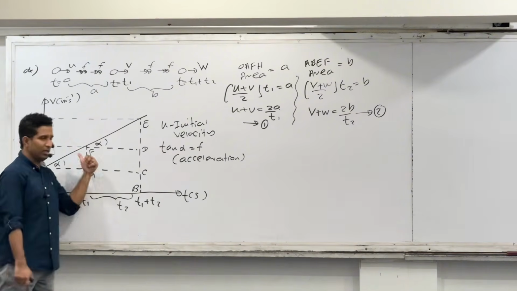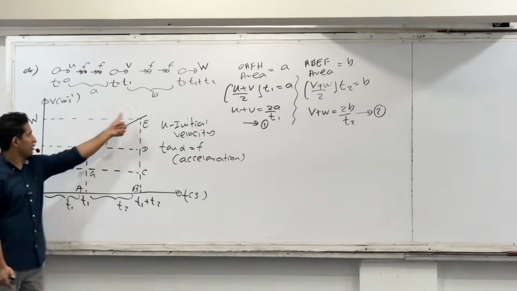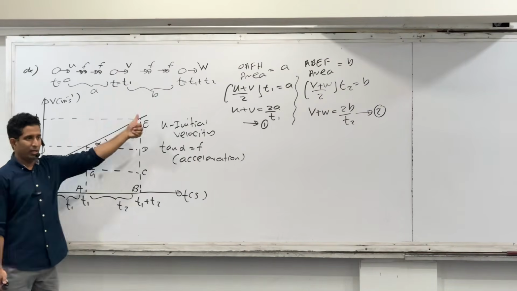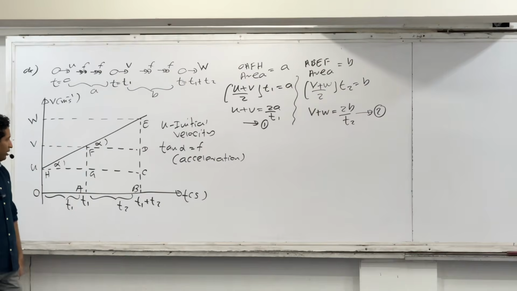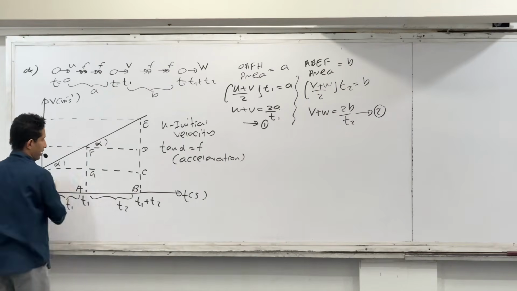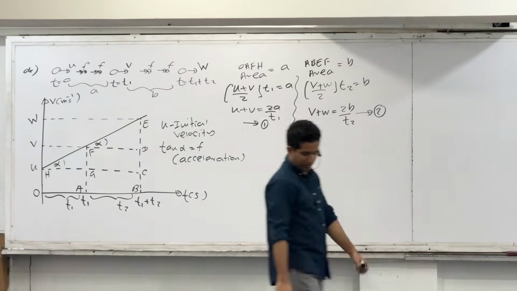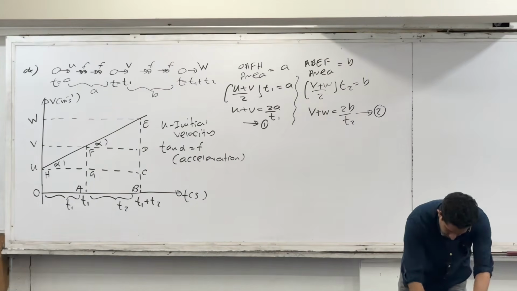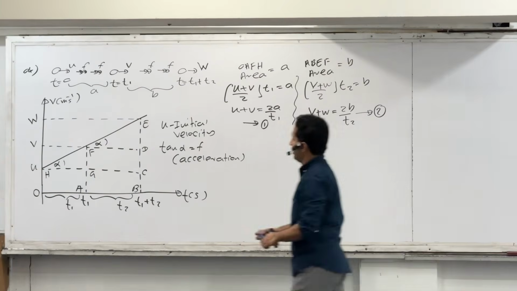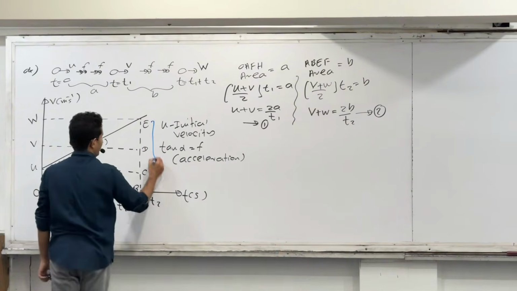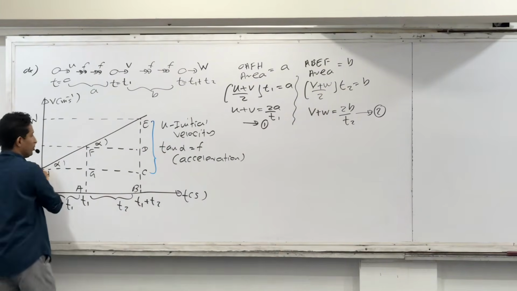Then to find tan alpha, you can use either this triangle or this triangle. Now see here, if you are using this triangle, what is tan alpha? Tan alpha is the acceleration. Tan alpha equals this divided by this. What is this? Now this part is what? This part is w minus u.